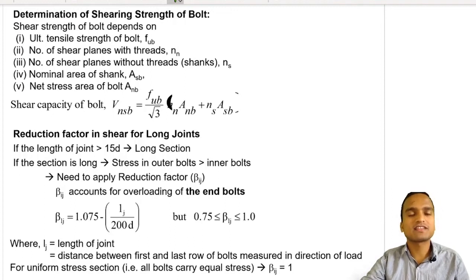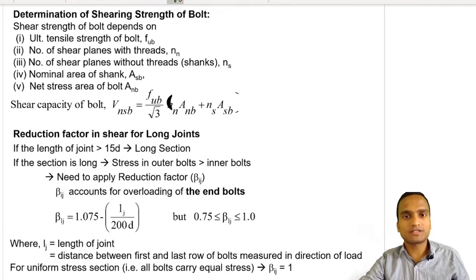Hello dear students, this is in continuation with determination of shearing and bearing strength of bolts. As we have discussed in the previous video, the shear strength of bolts depends on FUB, the ultimate tensile strength of the bolt, the number of shear planes with threads or without threads, represented by NN or NS, and the corresponding areas of the shear plane, that is ASB and ANB.